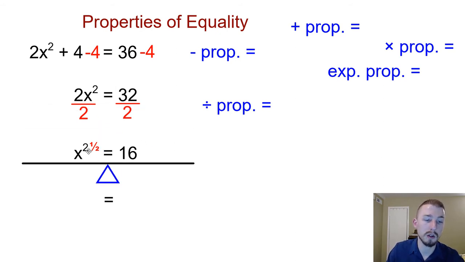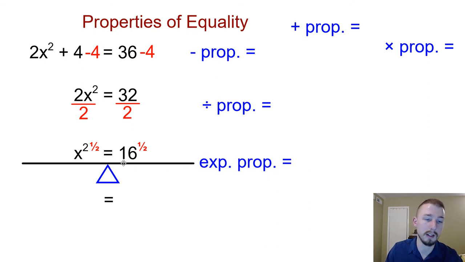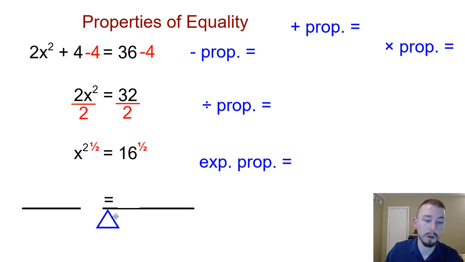balanced. And then we undo a square. We want to get that to the exponent of the first power. So we do the 1/2 power. So if I do the half power of one side, I have to do the half power of the other side, which is the exponential property of equality. So basically square root both sides. And then we're left with the final equation, which is going to be that x is equal to the square root of 16, which is 4.